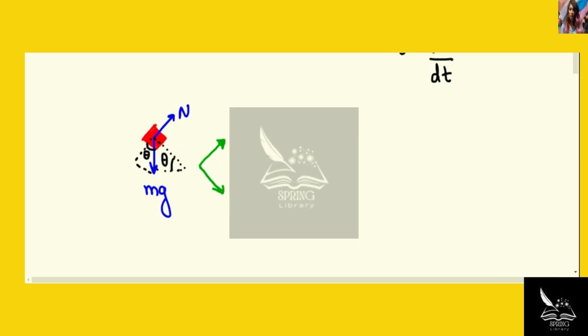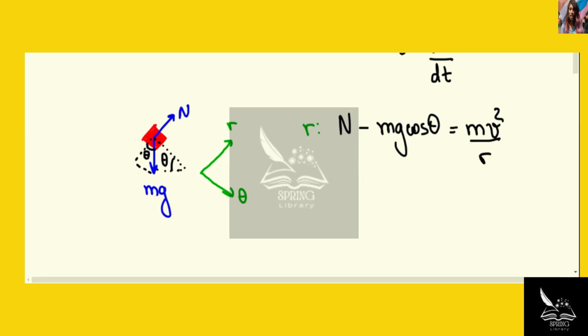In the component that's perpendicular to the surface, which I'm going to call r, I'm going to draw it in this direction, just as I had before. I'm sorry for that. So in the r direction, we have that the forces are N minus mg times cosine of theta, and this is equal to m times the acceleration in the r direction. This is just the centripetal acceleration, which is v squared divided by r.